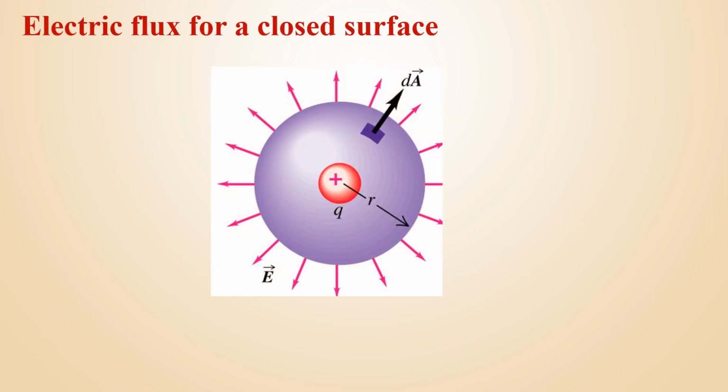Now we have placed a positive charge inside a closed surface. We know that electric field lines are radially outward from a positive charge. And in this case, electric lines of forces that are leaving the surface are greater than the electric lines of forces that are entering the closed surface. So electric flux will be positive in this case.